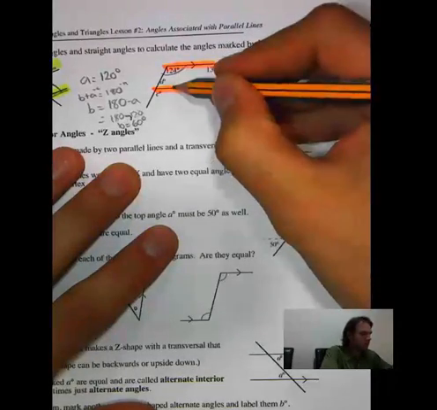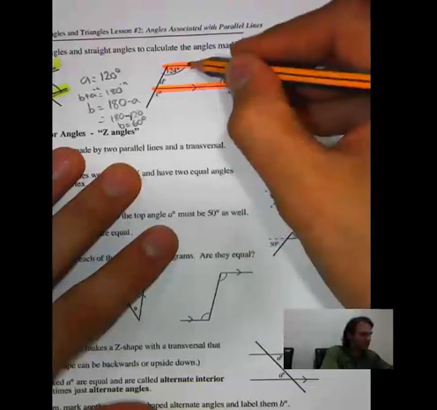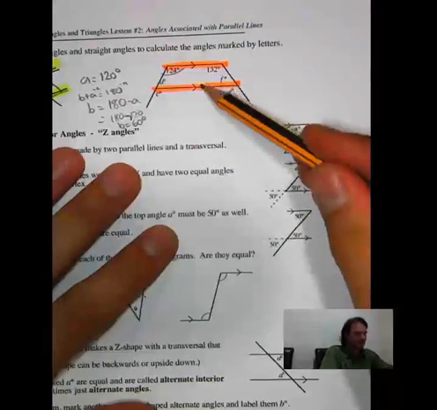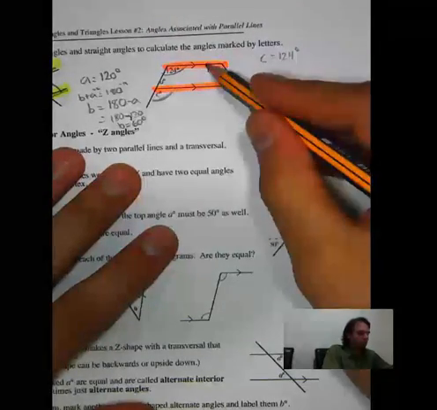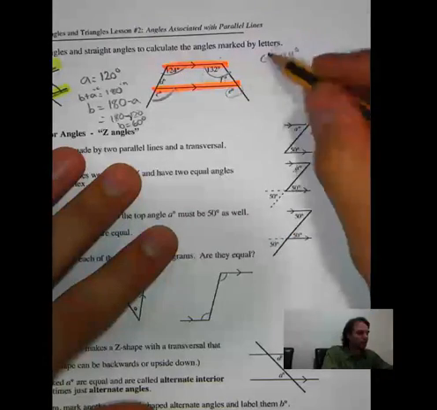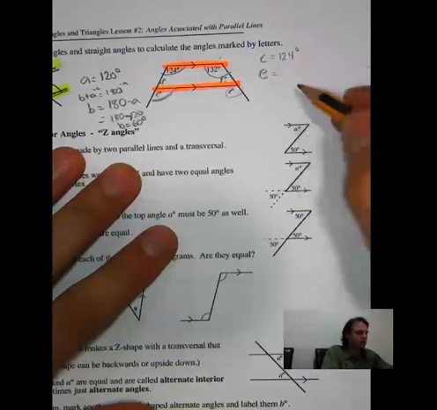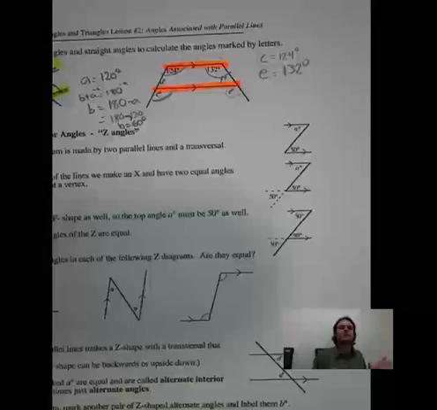If we shift this line up, which angle is going to match up with this? Or we shift this line here down. If I shift this line down, which angle is going to match up? This C will match up. If I shift this up, this C will match up with the 124. So angle C is equal to 124 degrees. Now let's look at this 132. Which one matches this 132? Is it F? No. F would be on top here. This would have to be angle E. So E is equal to 132 degrees.